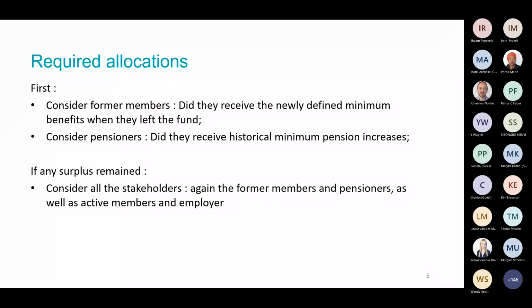After the apportionment to these two categories of stakeholder, if the fund has monies remaining, that will be referred to as the residual surplus. Then the board of the fund can decide who will receive a portion of those monies. The board can still consider the former members and pensioners, as well as active members and the employer. They can be considered in the residual surplus distribution.